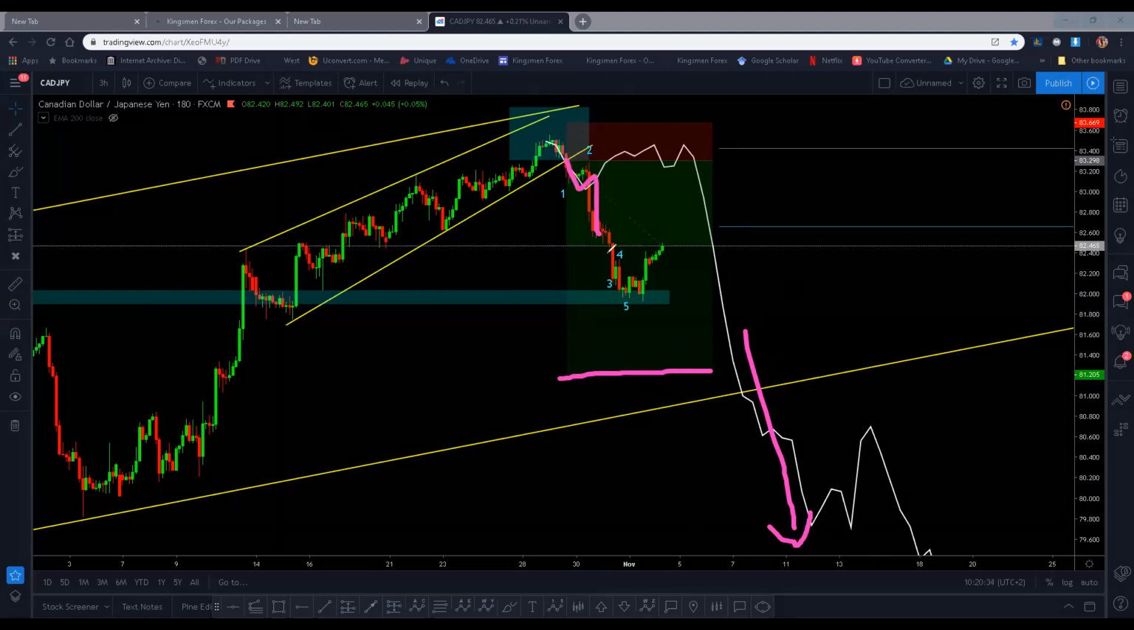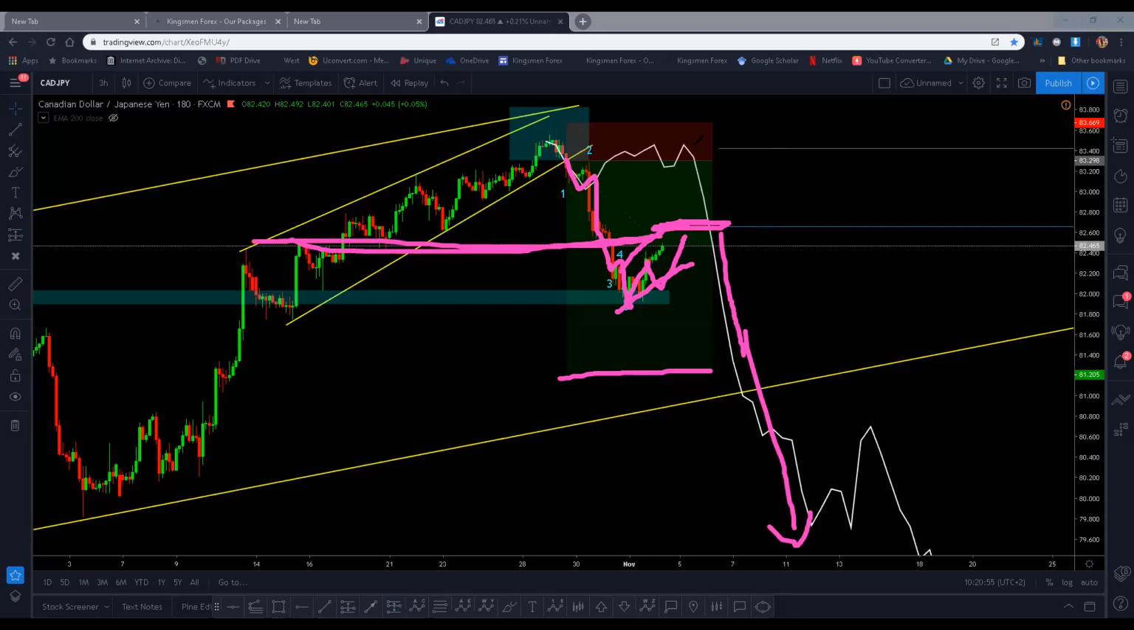So after this 5-wave move, I'm expecting this to create a 3-wave correction, which we will look to scale in maybe around this 78.6 extension, and then we continue with our trade down. And you can see this is currently running at a resistance level.